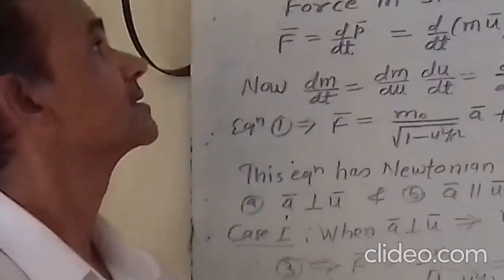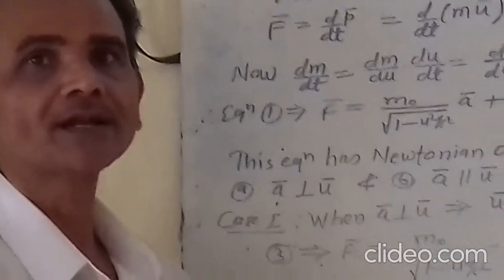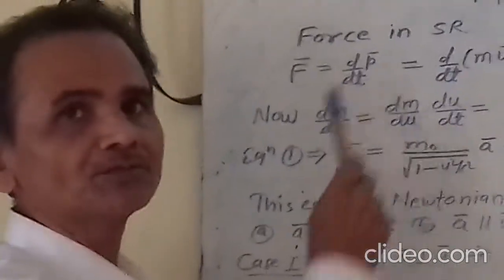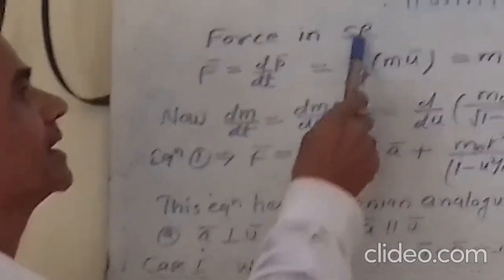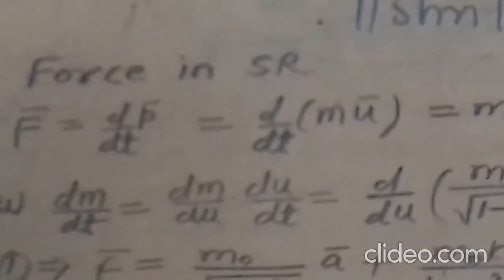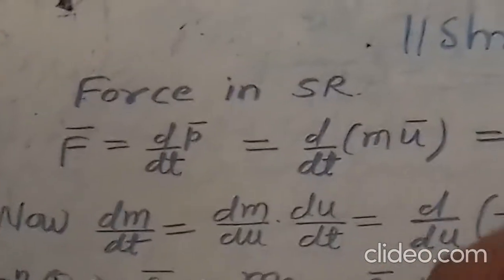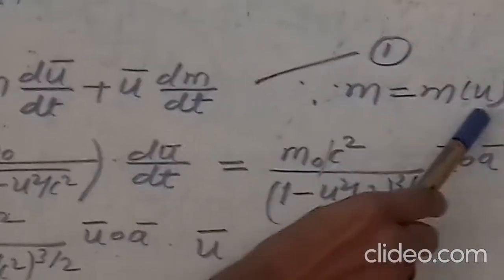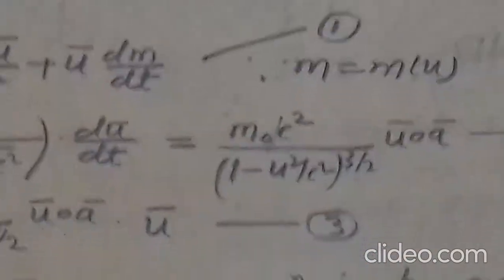Here I will discuss the force in special relativity. We know the force F bar is given by the rate of change of momentum, that is d/dt of P bar, which means mass into velocity. Or if we differentiate this by the product rule, first function into derivative of second plus second into derivative of first. This is only because in special relativity mass depends upon the speed of the particle.